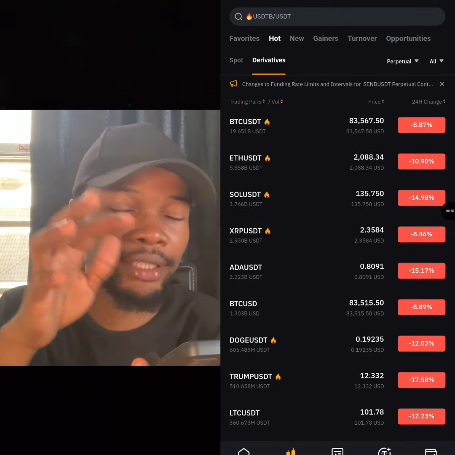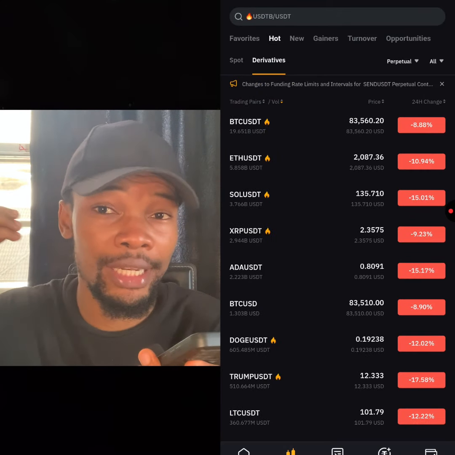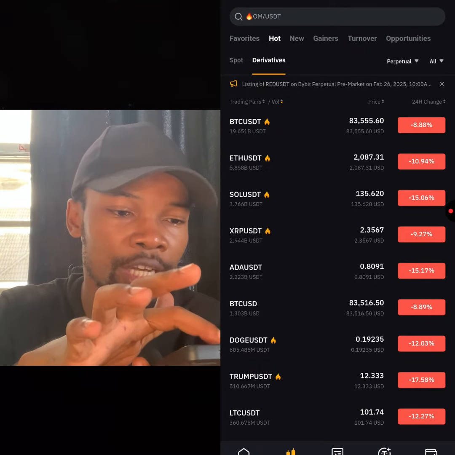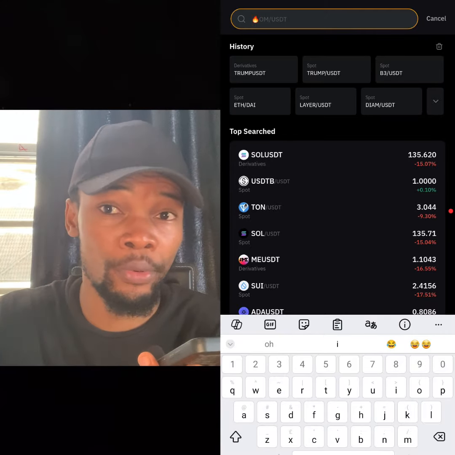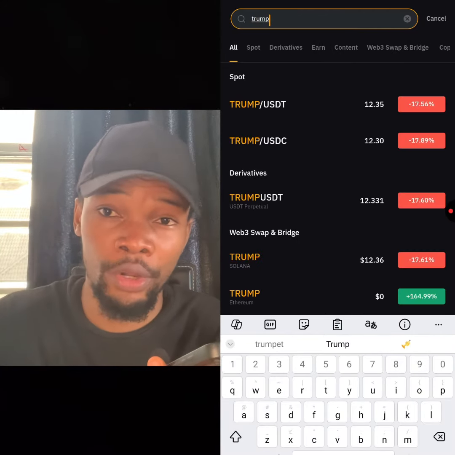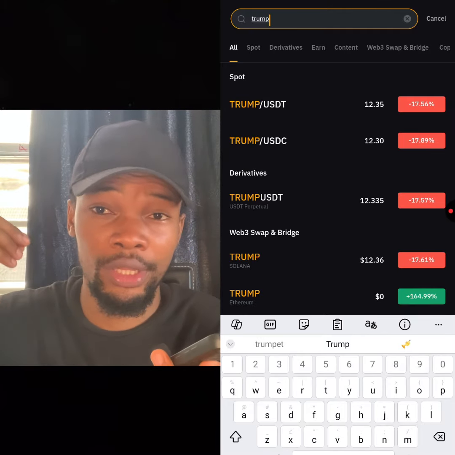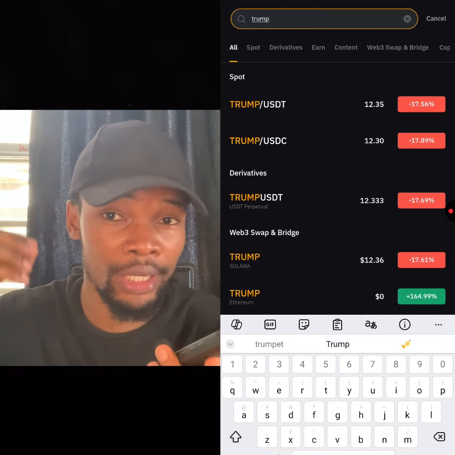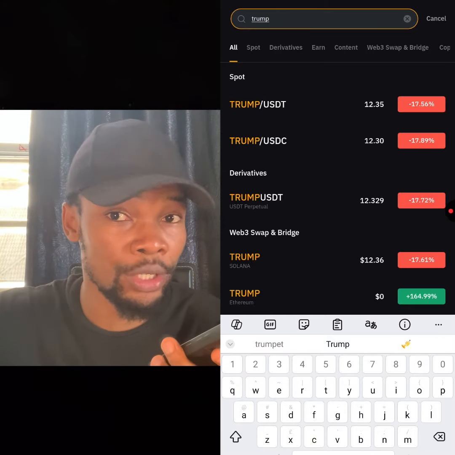Now, when you select derivative, the next step is to select the particular coin you want to trade. Now, you can come to the search space at the top. Let's say you want to trade Trump coin. Come here to type TRUMP. If you want to trade Bitcoin, type Bitcoin there. If you want to trade Ethereum, type ETH there. If you want to trade Doge, type DOGE on the search space.